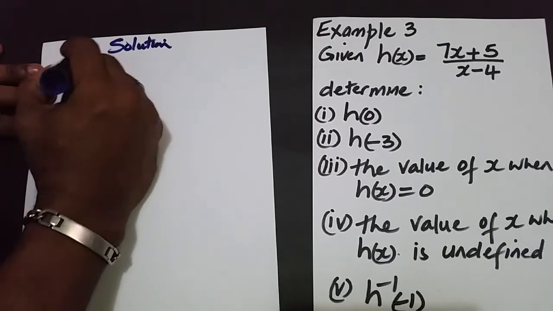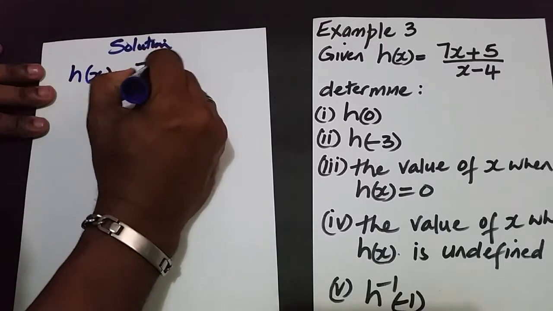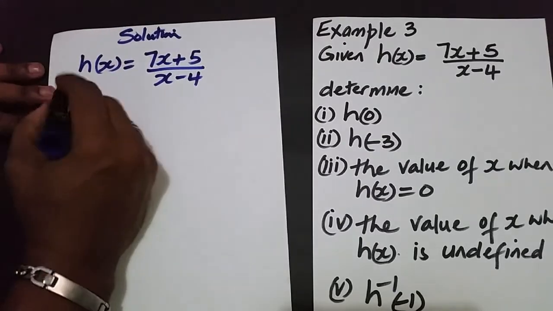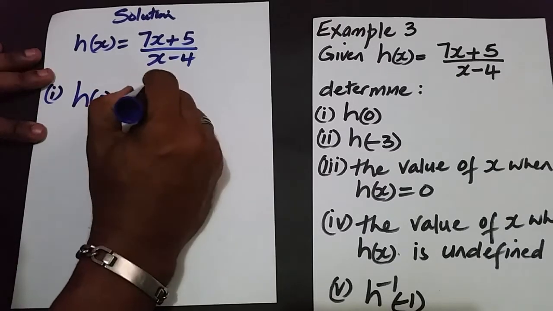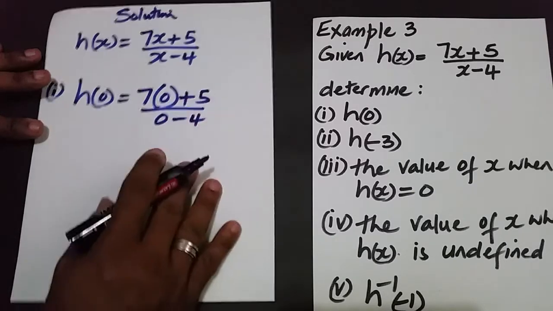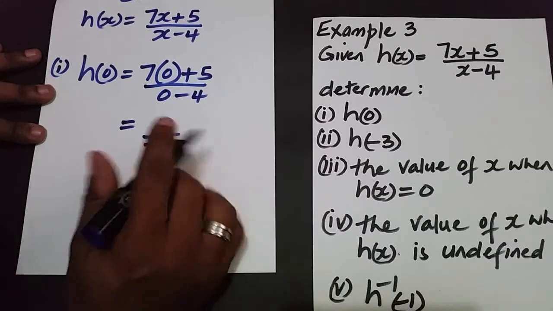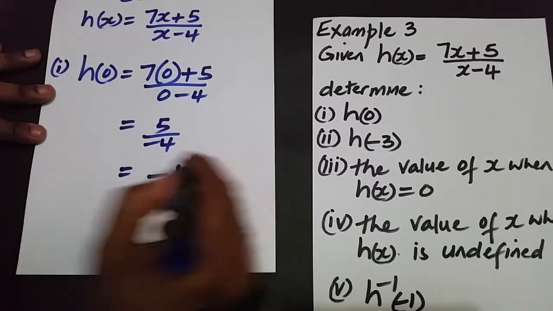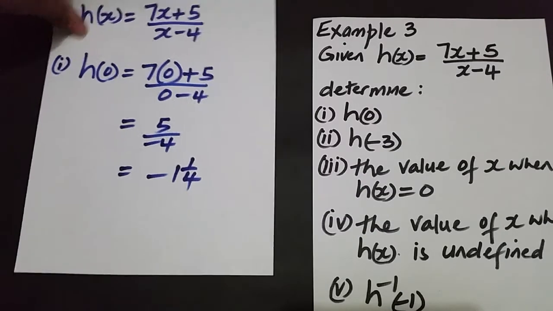So again, we're going to write the original function, which is h of x, and h of x is equal to 7x plus 5 divided by x minus 4. So in part 1, we're finding h of 0. That means we're replacing x with 0. 7 times 0 plus 5 over 0 minus 4. That gives us 5 over negative 4, which essentially is the same as negative 1 and 1 over 4. So the value of h of 0 is negative 1 and a quarter.